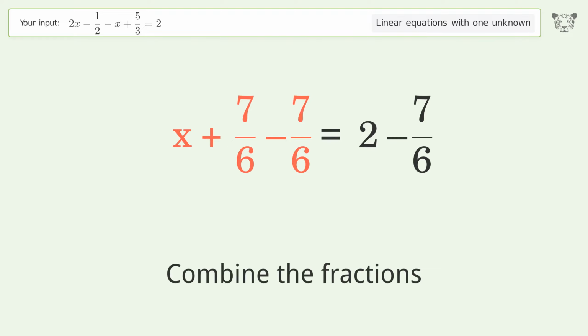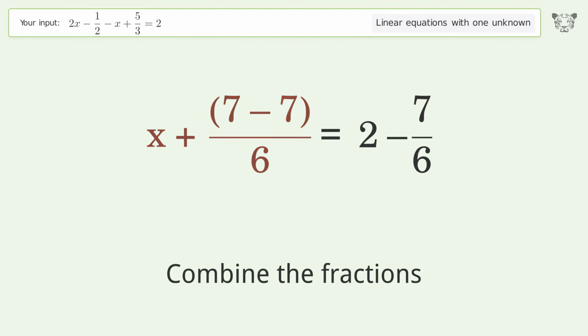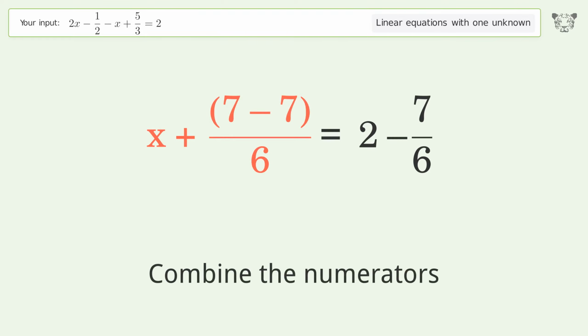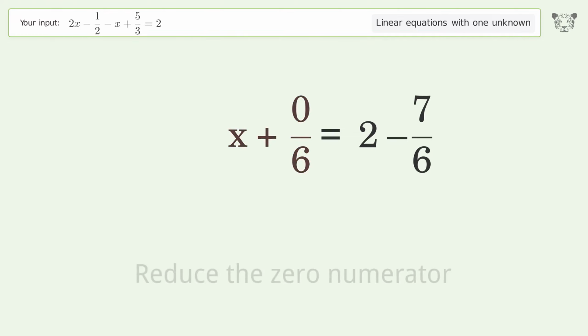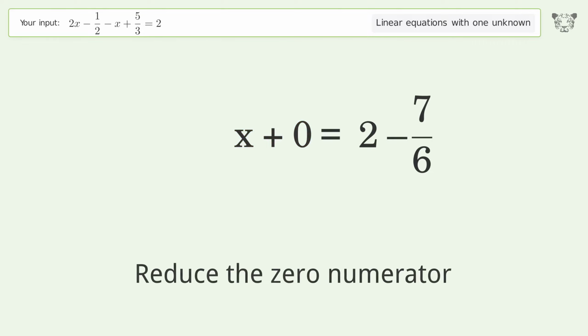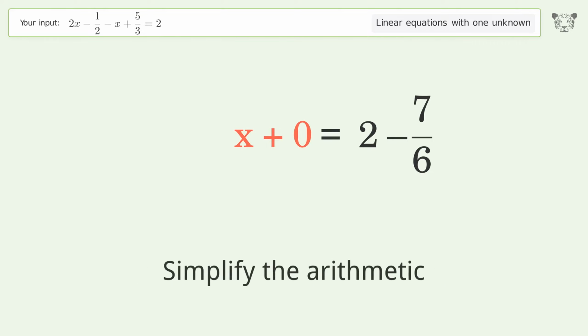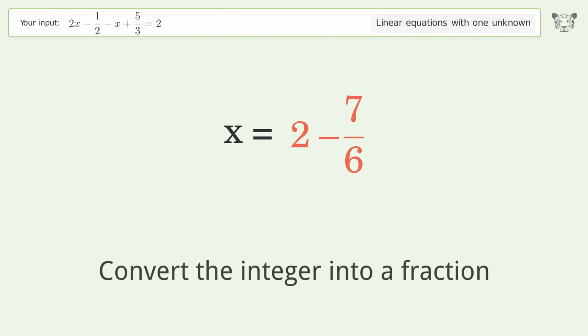Combine the fractions. Combine the numerators. Reduce the zero numerator. Simplify the arithmetic. Convert the integer into a fraction.